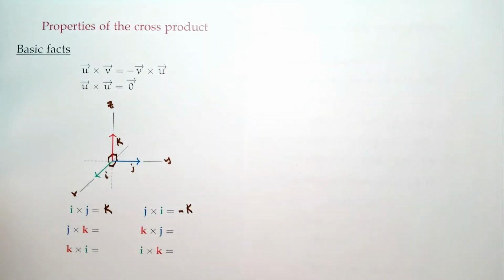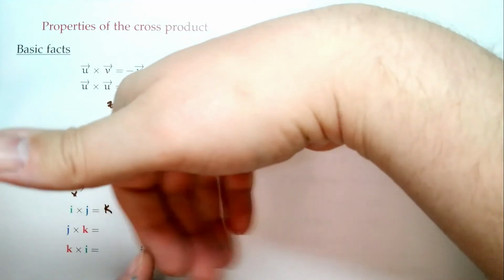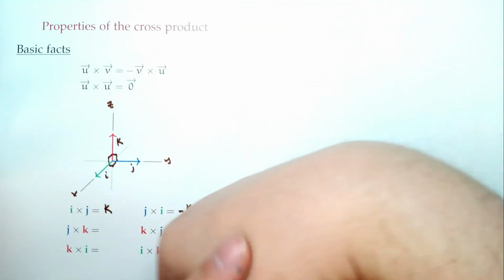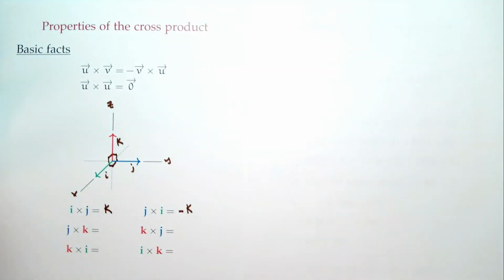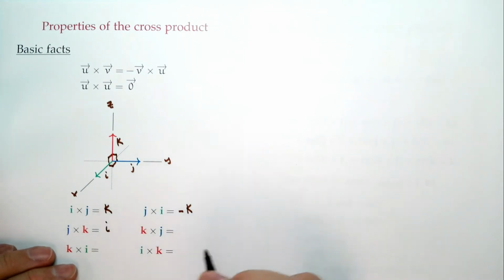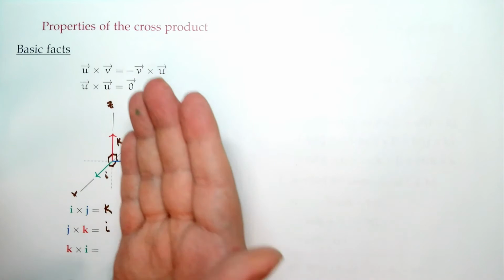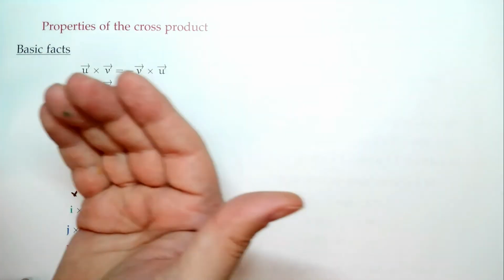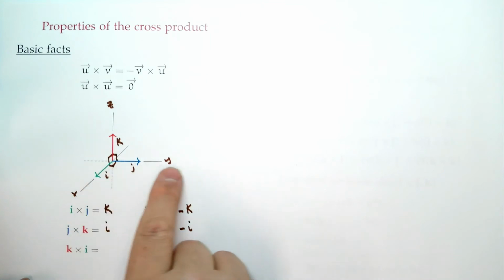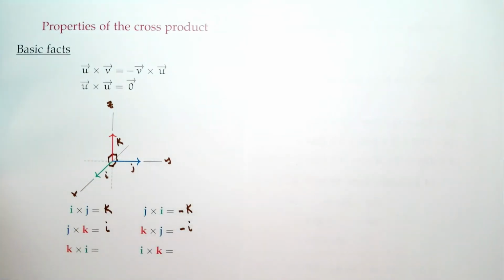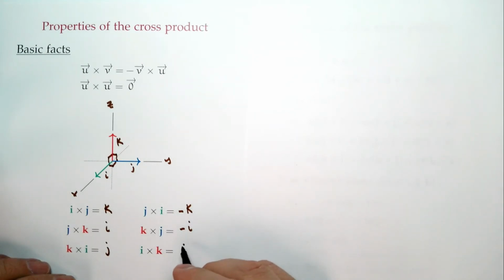Okay, what about j cross k? Well, you've got to remember, put your fingers on the y-axis, put the palm on the z-axis, you're going to be pointing in that direction. So j cross k is i. k cross j, negative i. And we're almost there, k cross i. So fingers on the positive z-axis, palm on the x-axis, you're going to be pointing that direction. So k cross i, you're going to go along the positive y-axis, length 1 again, so you get j. And if you switch the order, negative j, i cross k.